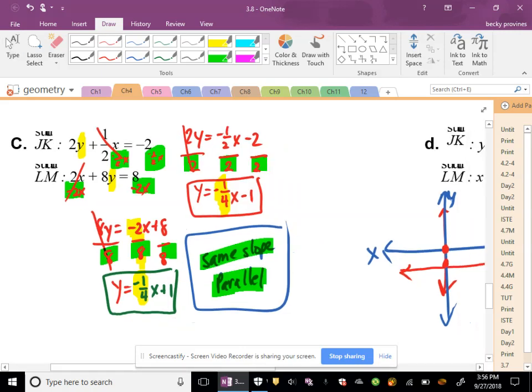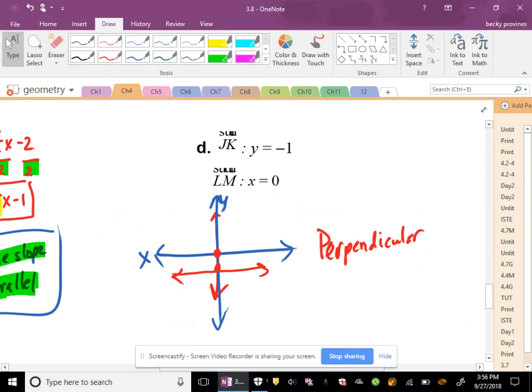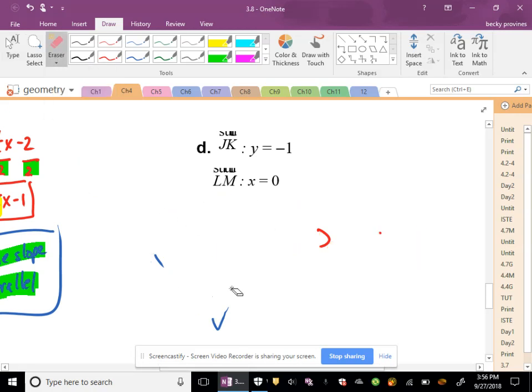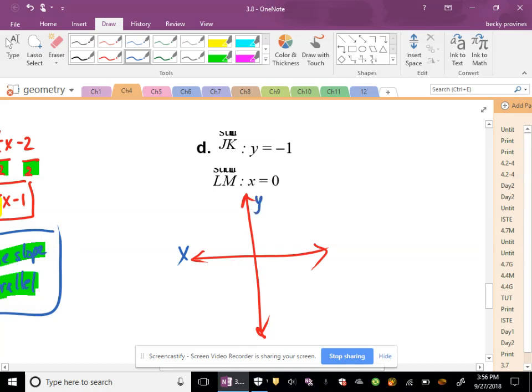Okay, so on the last one, I'll redraw this out. They always like the parallel perpendicular ones. Okay, so here's just my X and Y axis. On the Y axis, let's go to -1. And my line would be perpendicular to that axis.